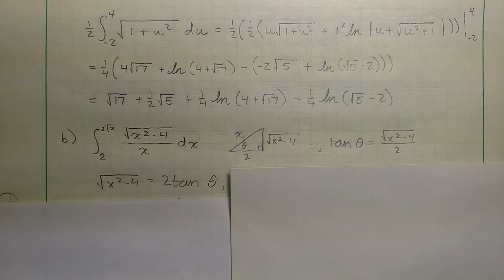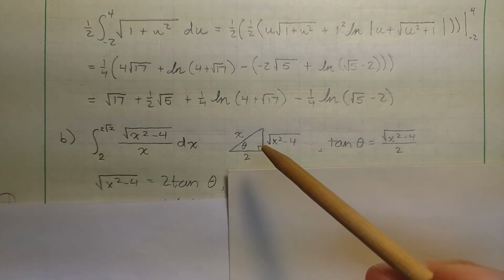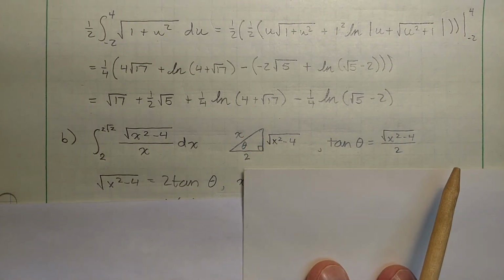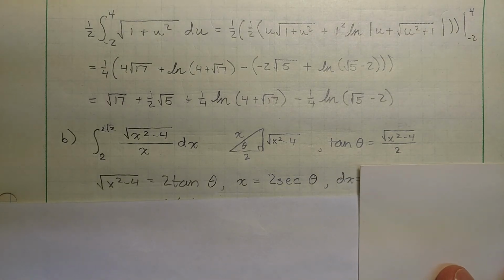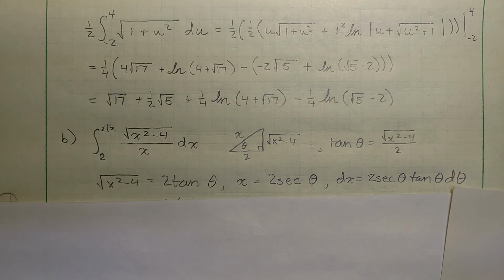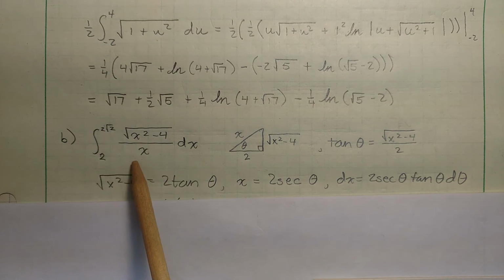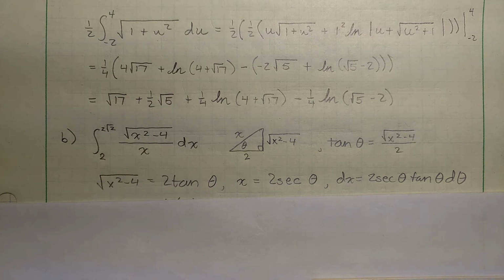From this, I need to be able to substitute for x so that I can then get my dx. If I look here, I know that the secant of theta is x over 2, so x is equal to 2 secant theta. Taking the derivative, dx would be 2 secant theta tangent theta d theta. Normally I would substitute right away, but then I would have something in terms of theta, which means I need different limits of integration. So I have to change those limits of integration.